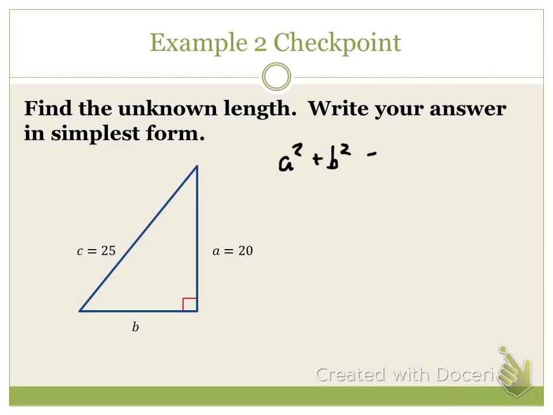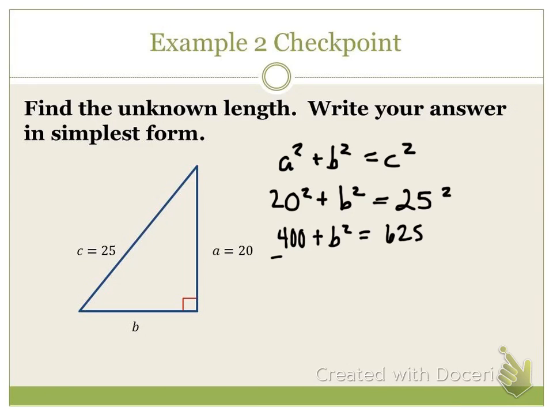All right, so we start with our formula, plug in our numbers. Did you plug in your numbers that way? Yes. All right, and then we just evaluate to get 400 plus b squared equals 625. Now what do I do? Subtract 400 from both sides. b squared equals 225.